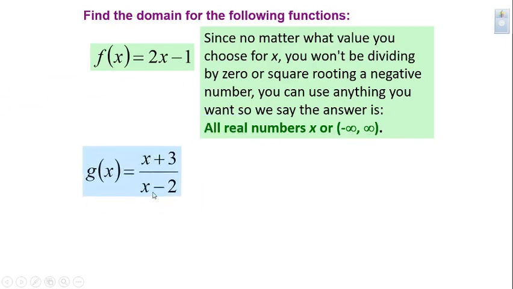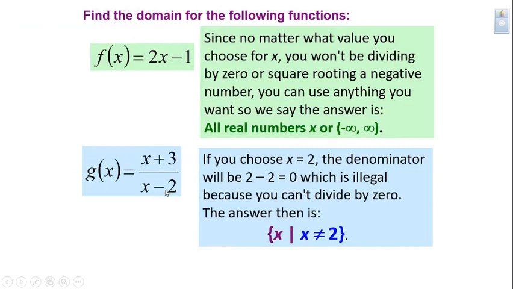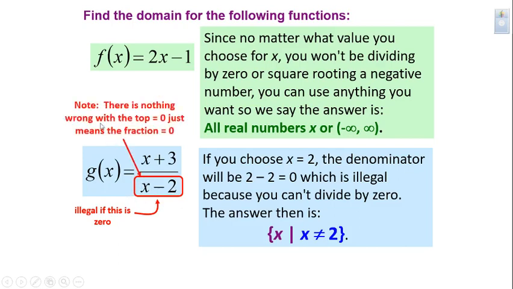In this case, however, we have a rational expression, a rational function, where the denominator has a variable, x minus 2. There is a place where x minus 2 may work out to be 0, namely if x is equal to 2. So what we have to do then is say, hey, we can use any value of x except when x is equal to 2. Please note that there's nothing wrong if the numerator works out to be 0, because 0 divided by any other number is 0, but the denominator is not allowed to be 0.